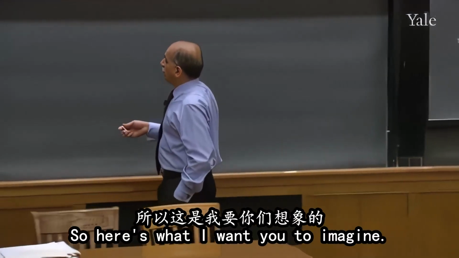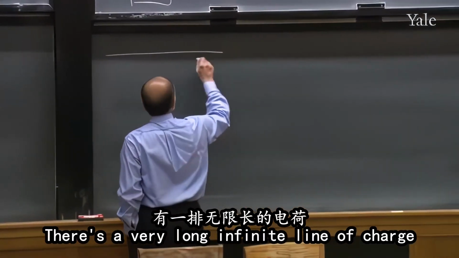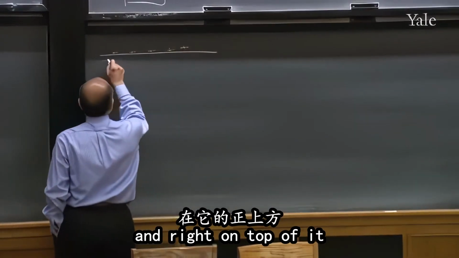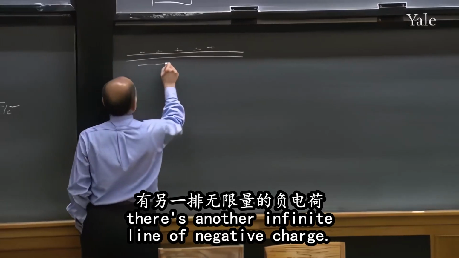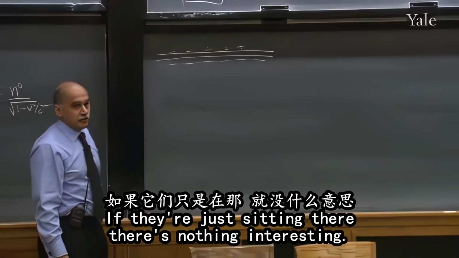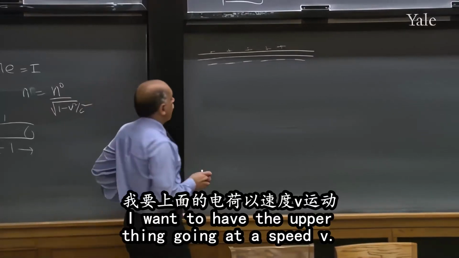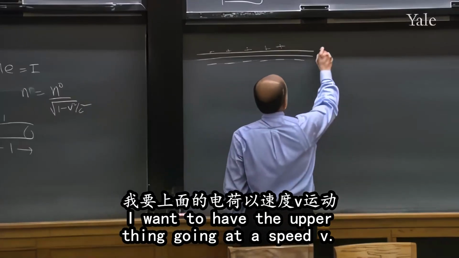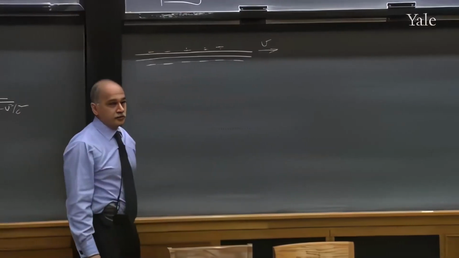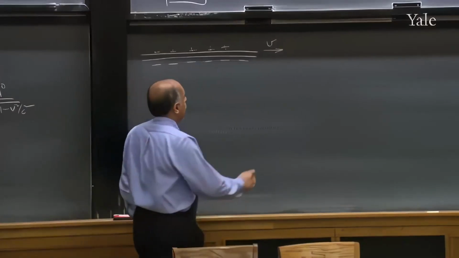So here's what I want you to imagine. There is a very long infinite line of charge, and right on top of it there's another infinite line of negative charge. Now, if they're just sitting there, there's nothing interesting. Now what I want to do is have the upper one going at a speed v.